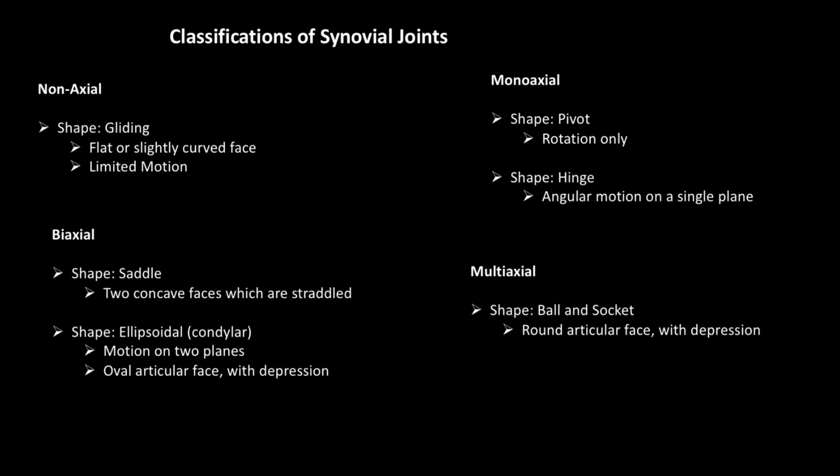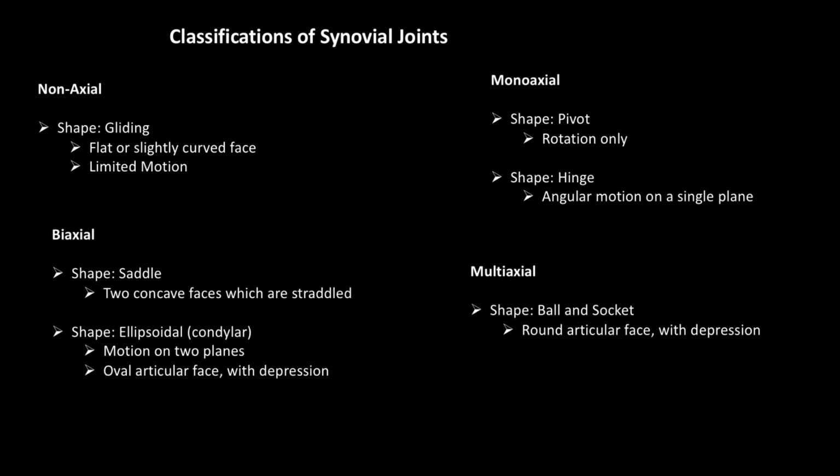There are non-axial joints where there is no plane of movement, monoaxial joints which allow movement along a single plane, biaxial joints which allow for movement along two planes, and multi-axial joints that allow for movement along multiple planes. For non-axial joints, there are gliding joints, which are joints with a flat or slightly curved face and provide limited motion. For monoaxial, there are pivot joints, which provide rotation only, and hinge joints which move in an angular motion along a single plane.